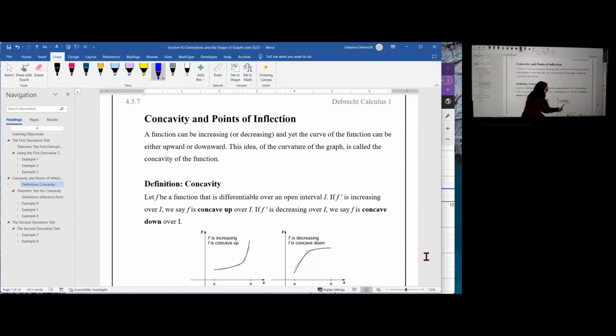While it's true that the tangent line is always positively sloped, the slope is decreasing in value, which means the rate of change of the first derivative, always positive, is decreasing, which means the second derivative is negative. It's concave down. We say that a function that's differentiable over an interval is concave up if the first derivative is increasing, meaning that the slope of the tangent line is getting higher and higher. If the slope of the tangent line is getting lower and lower, then we say that it is concave down.